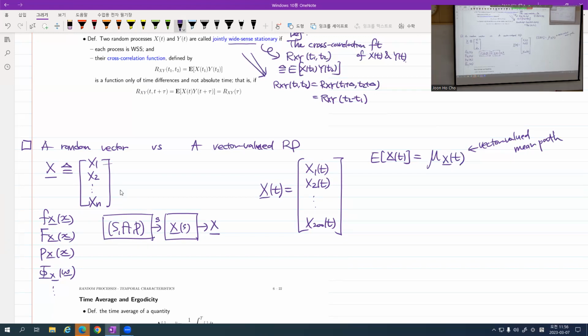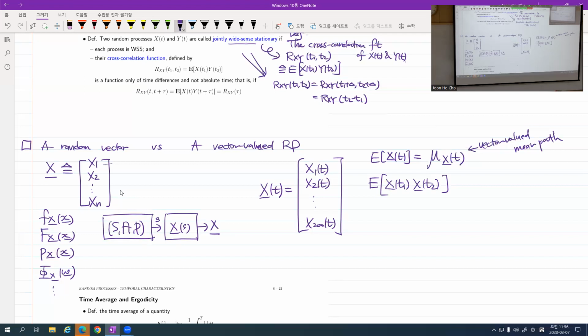Now here goes the difficulty. So we handle the first order, right? First order expectation. What about second order? The simplest one would be this one.